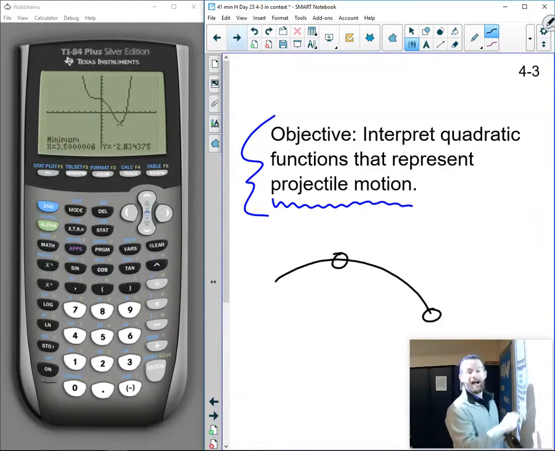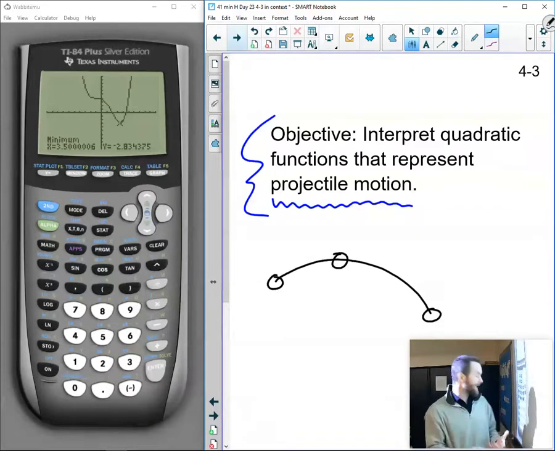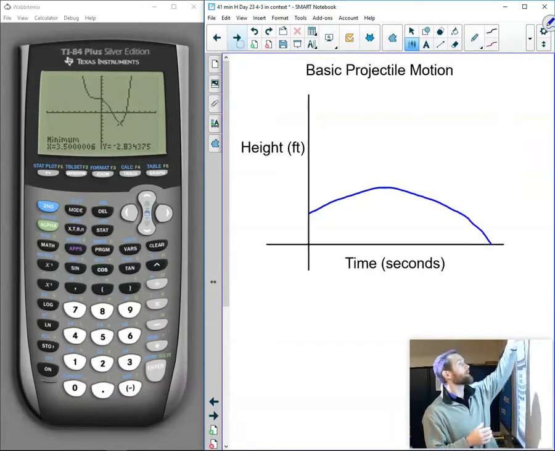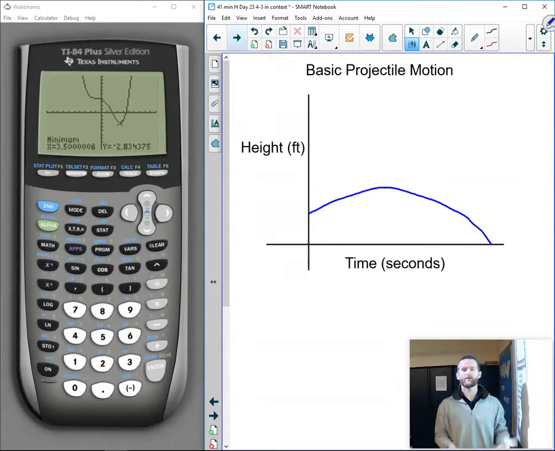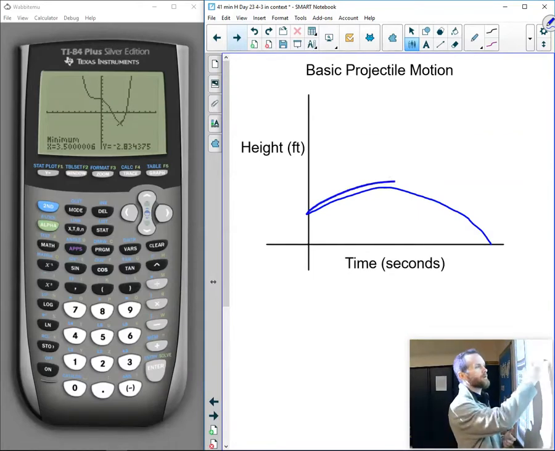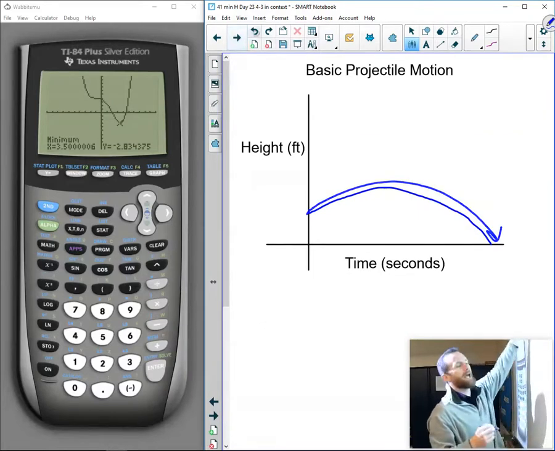When is it going to be at its highest point? What was its starting height? We're going to answer questions like that based off an equation that's already given to us. So basic projectile motion pretty much looks like this. We have something, we throw it, and it lands on the ground, or someone catches it, or whatever.